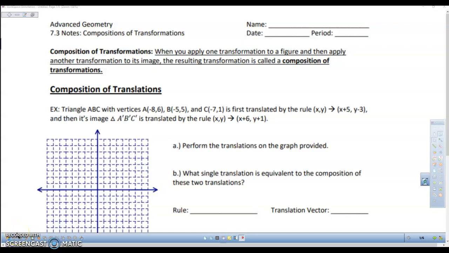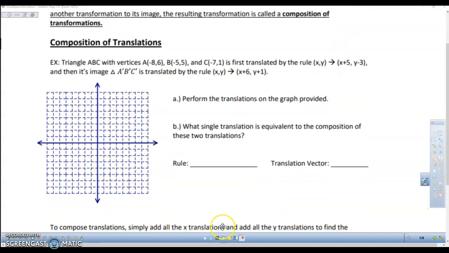Hello, advanced geometry students. It's Mr. Donaldson here, and today we're going to talk about section 7.3, which is compositions of transformations. What that means is that you essentially apply one transformation to a figure, and then you apply another transformation to its image. The resulting transformation is what we call a composition of transformations. So let's take a look at an example of this.